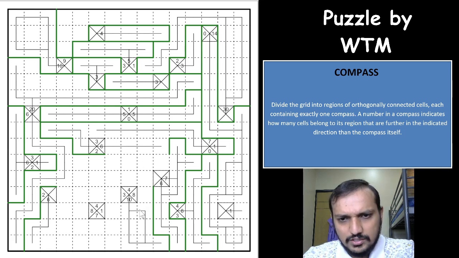Okay, this 8 has exactly 8 cells. I didn't see that. So which means this is gone. This is gone.